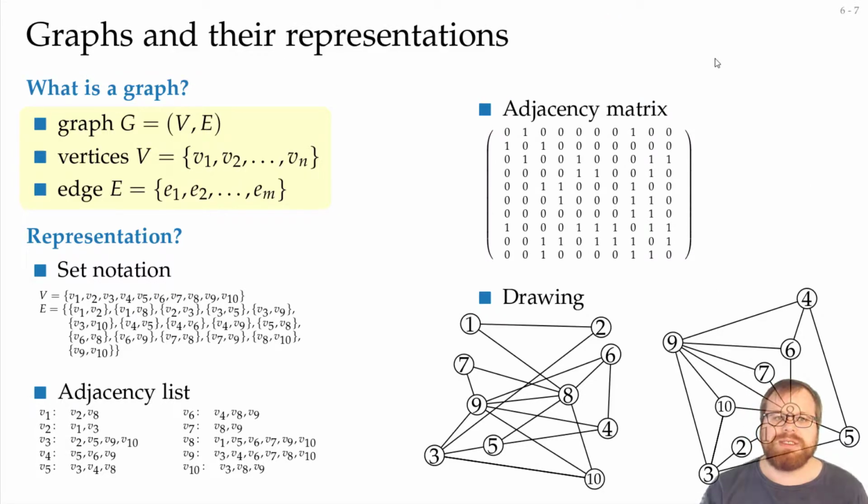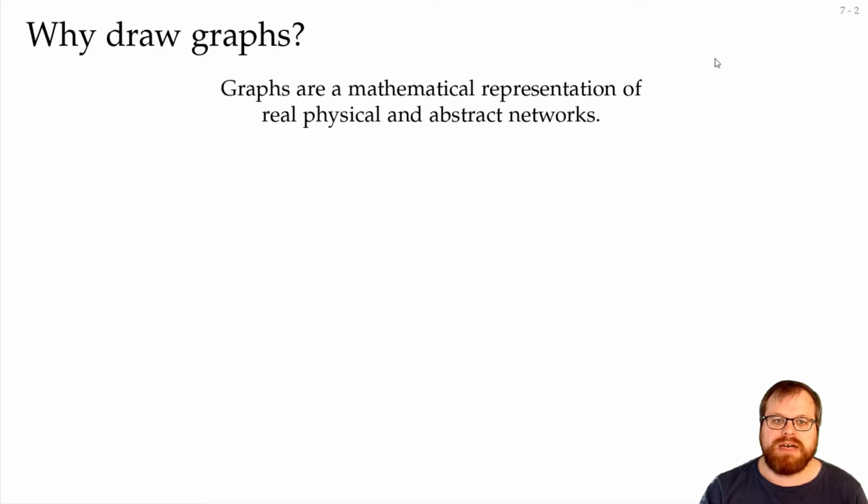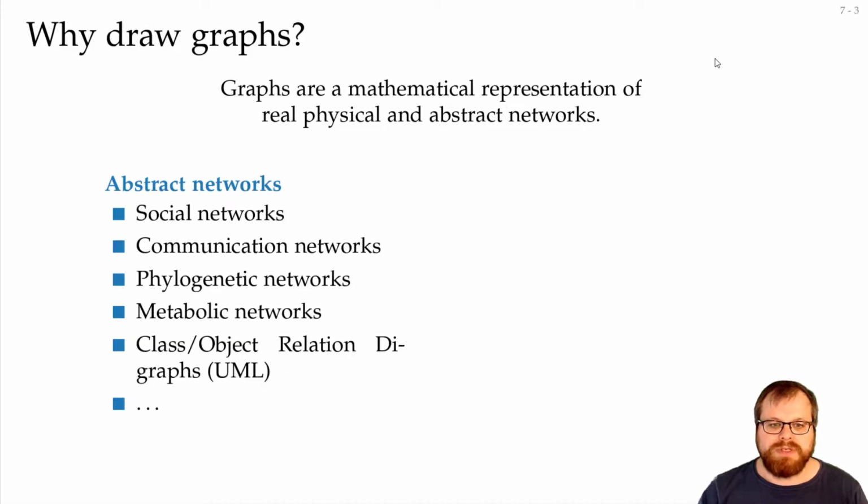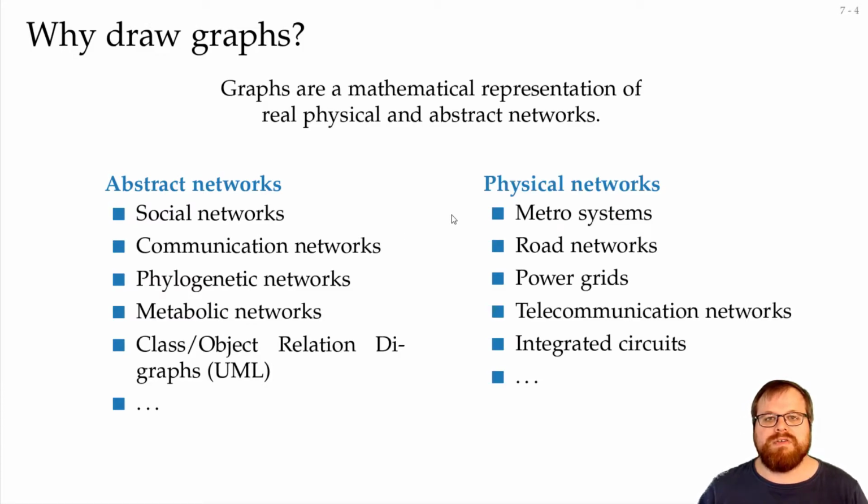But social networks are not the only data that we use for graphs. In general, graphs are mathematical representations of real physical and abstract networks. For abstract networks, like I had in my example, we have social networks, but it could also be communication networks, phylogenetic networks, metabolic networks, even UML diagrams. That's also just graphs. And all of those, you get information out of it by drawing them. And physical networks, you have metro systems. If you look at the metro map in the bus or somewhere, this is always a drawing of a graph.